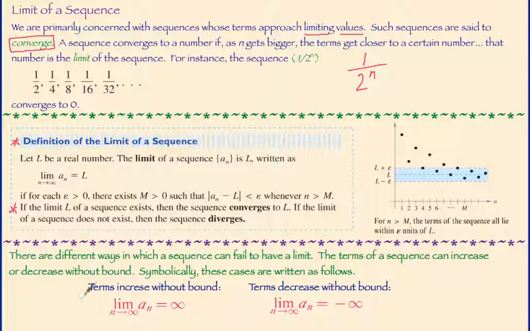Now you might be thinking, well, what would that look like? There are different ways in which a sequence can fail to have a limit. If the terms of a sequence increase or decrease without bound, symbolically, these cases are written as follows. Pretend like there's an A here. I see my little typo. Terms increase without bound. That means as n gets very large, the limit of the sequence is approaching positive infinity. And if the terms decrease without bound, then the limit as n approaches infinity, the terms approach negative infinity. So if the limit is infinity or negative infinity, we have a divergent sequence.